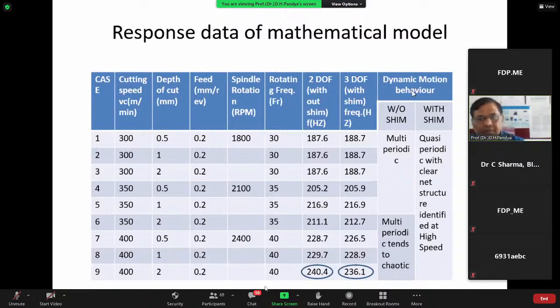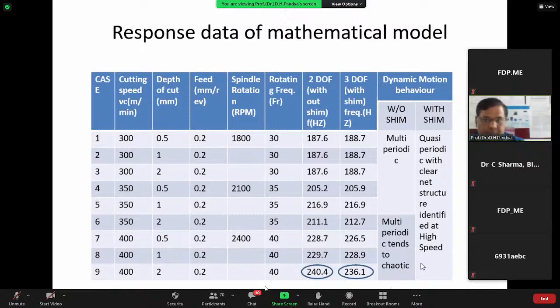Looking at the dynamic motion, up to 350 without SIM, very clear multi-periodicity is observed. At high speed, the multi-periodic motion tends to chaos, which is dynamic motion that is not acceptable to the design engineer, right? So without SIM, from the dynamic motion point of view, we do not have acceptability at high speed.